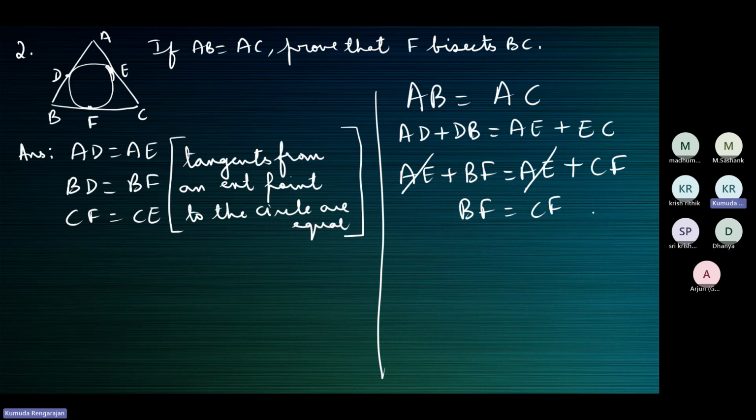BF is equal to CF. So that means F is a midpoint of BC, which means F bisects BC. So this implies F bisects BC. The point F divides BC into two equal parts.